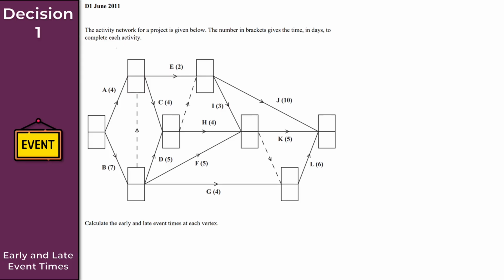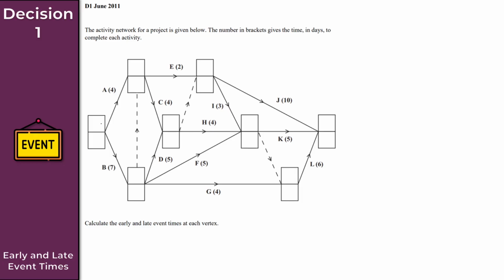Now, as we can see for this question, we're told that the activity network for a project is given below, and we can see that here from our diagram. We're then told that the number in brackets gives the time in days to complete each activity. So, for example, activity A here would take 4 days to complete. Activity B would take 7 days to complete. Activity D would take 5 days to complete, and so on. You get the idea. So all we want to do here is just find the early and late event times at each vertex. Now, where do we begin then?